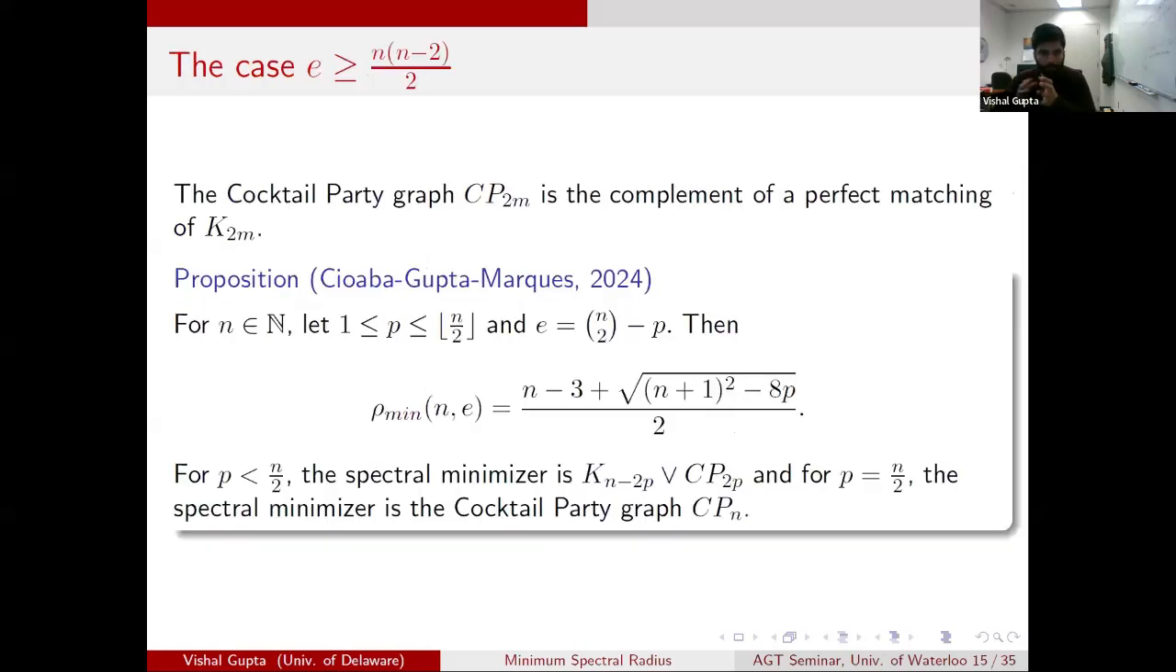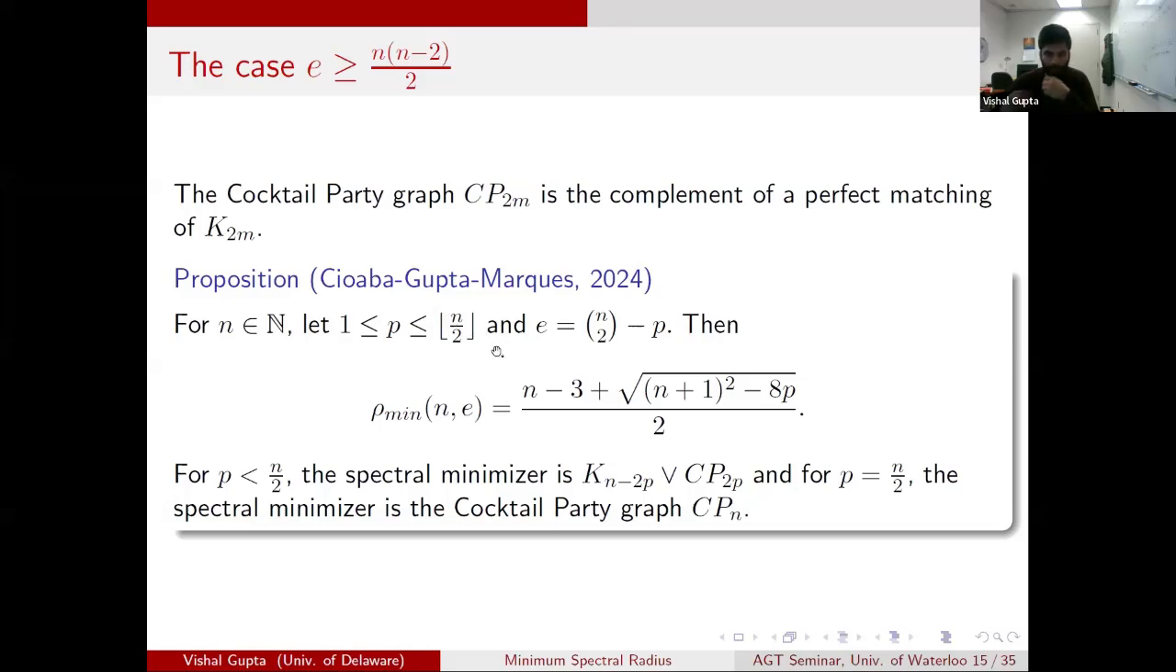Okay, so the case one, when E is in the range from the number of edges in an n minus 2 regular graph to the complete graph. We can write any E in this range in this fashion: n choose 2 minus something, where this something, p, ranges from 1 to n over 2.